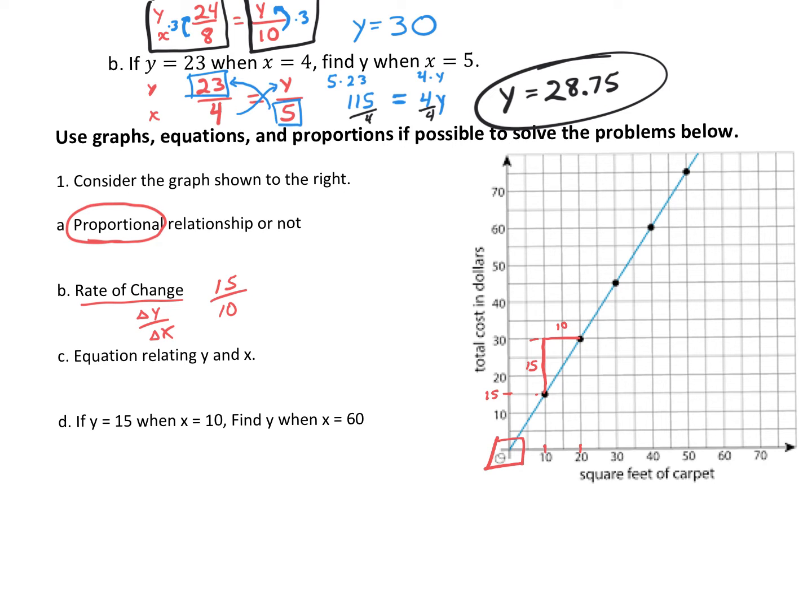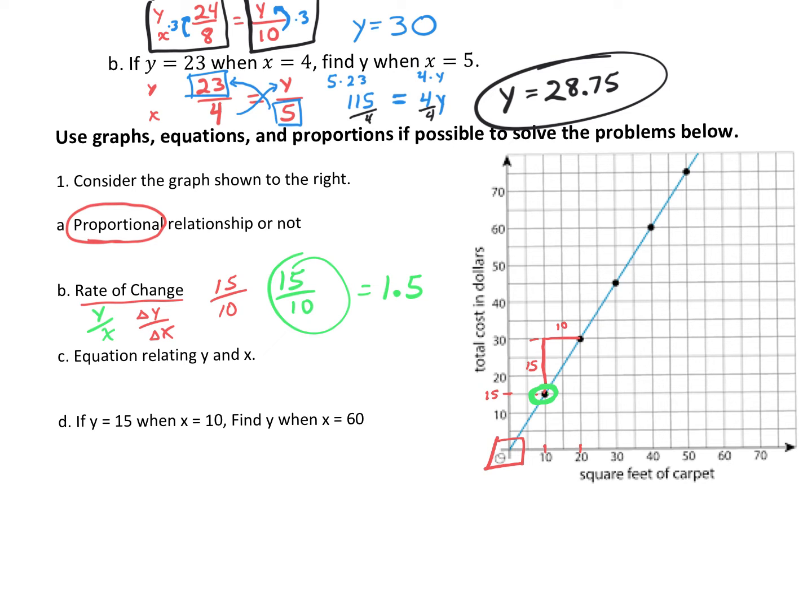Now, if it's a proportional relationship, you could also just use the point. See this point right here? Take the y over the x. The y divided by the x. Because it's a proportional relationship, we can do this. Well, on that particular point that I circled in green, the y is 15 and the x is 10. It's the same answer. Okay, if you want to divide that, you can, because it divides nicely at 1.5.